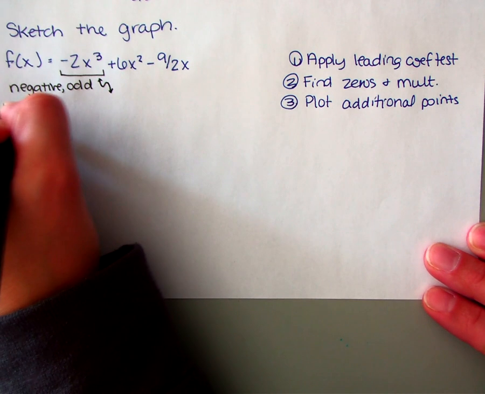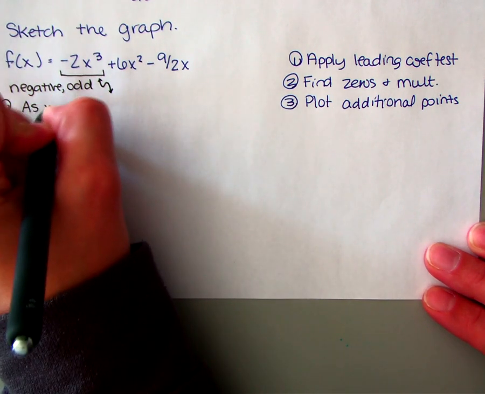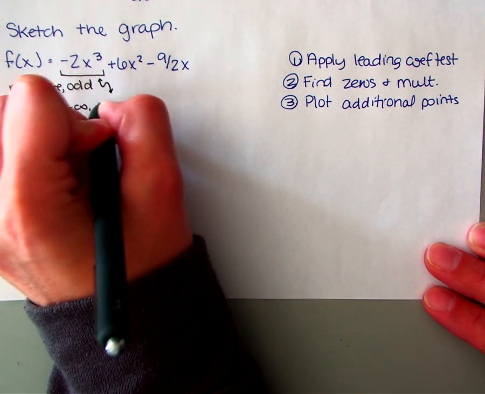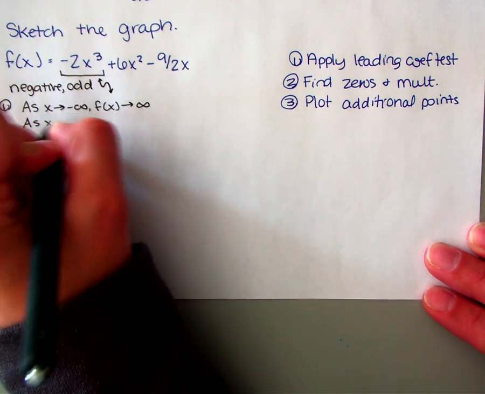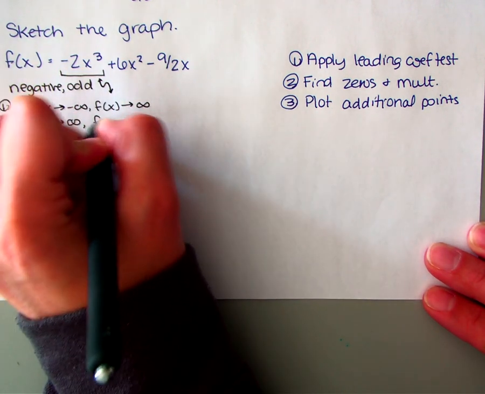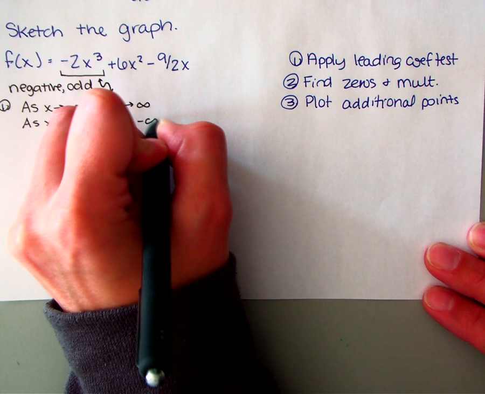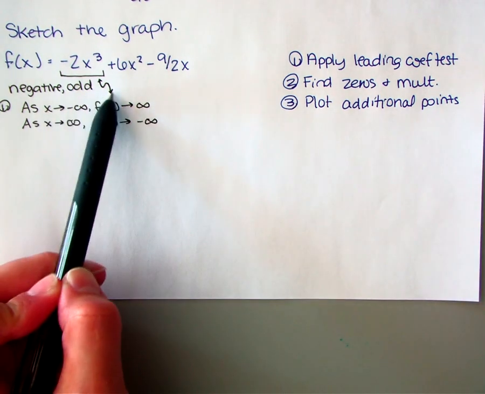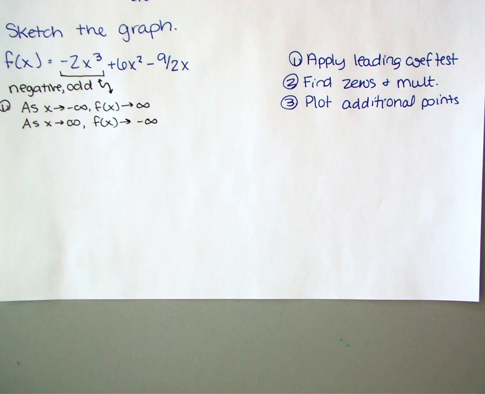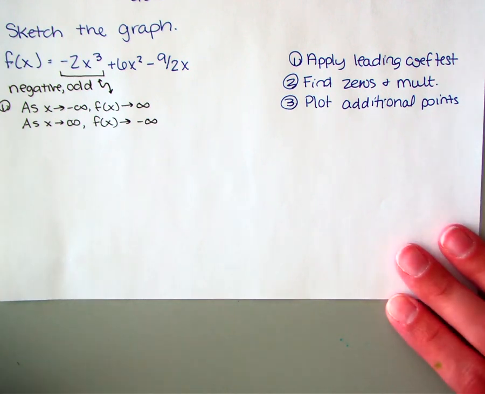And so, leading coefficient test says as x approaches negative infinity, f of x is going up to positive infinity. As x approaches positive infinity, f of x is going towards negative infinity. And so you can think about that like a parent function, cubic function reflected over the x-axis, not y, x-axis. So there's your leading coefficient test.